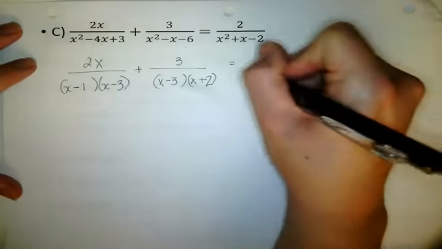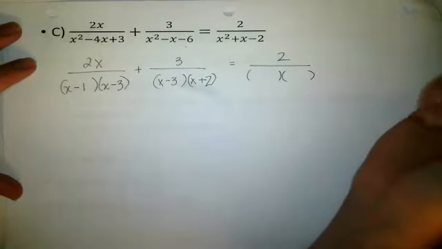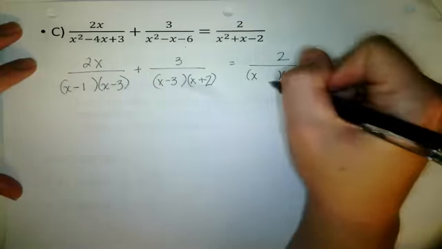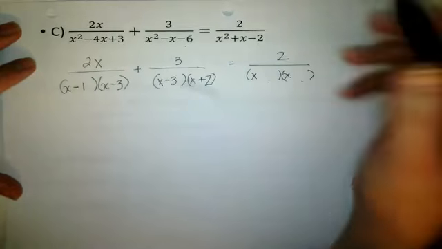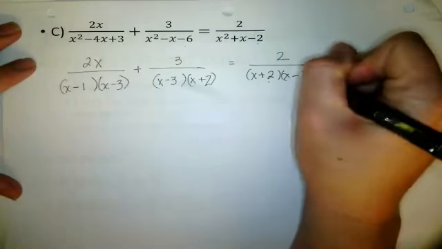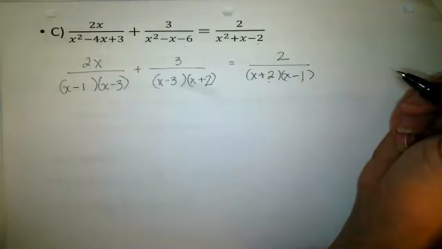And then 2 over x times x is x squared. What times what is negative 2? Negative 2 and positive 1. How about positive 2 and negative 1? Yeah, better? Okay.